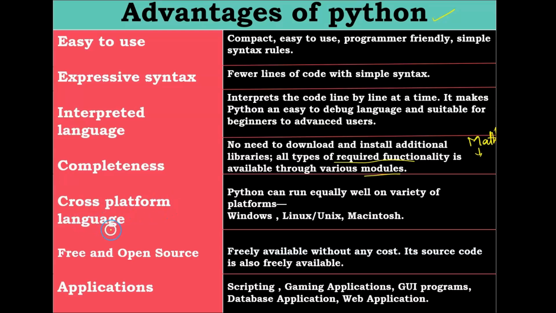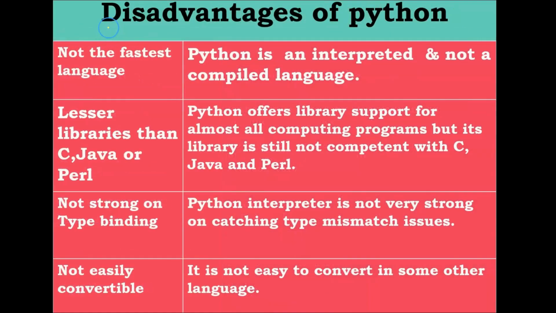Cross-platform language means that Python can run equally well on a variety of platforms like Windows, Linux, Unix and Macintosh. The next advantage is that it is free and open source. It means it is freely available without any cost, and its source code is also freely available everywhere. The next is applications. We are using Python for scripting, gaming applications, graphical user interface programs, database applications and web applications, etc. Now let us see the disadvantages of Python.